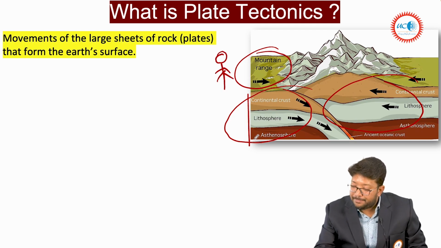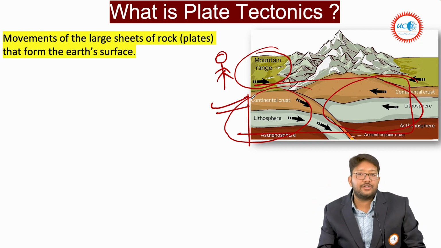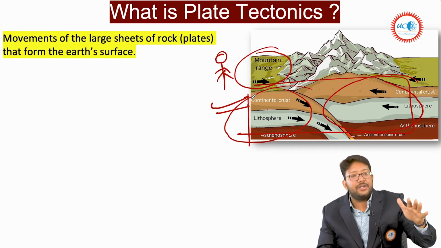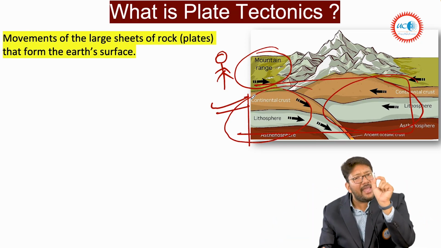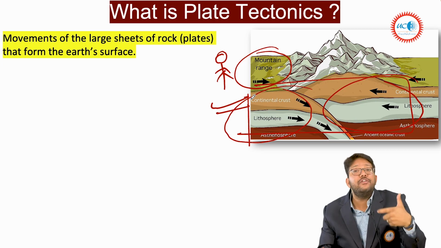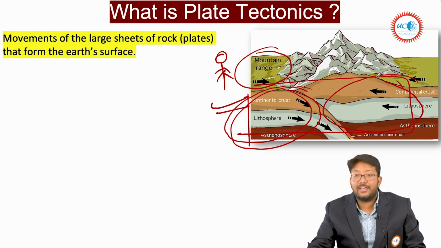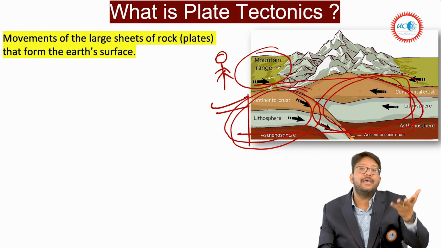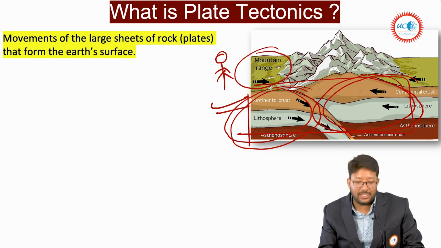These plates are under the earth's crust, around 60-100 kilometers deep, and these are very big plates, and they are moving at a very slow pace. That's why you don't feel it. But when two plates collide with each other, we feel the vibrations that result in earthquakes and volcanoes. This is how plate tectonics works.